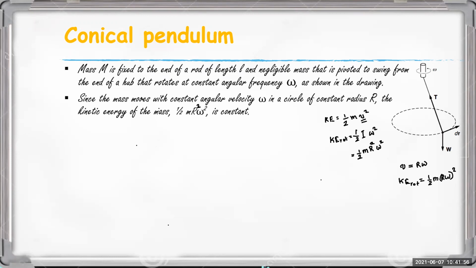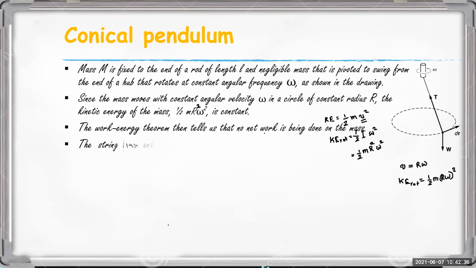Here m is a constant, r is a constant, and omega is a constant. Then the kinetic energy remains constant. When we look at the left-hand side of the work energy theorem, it is the change in kinetic energy. The change in kinetic energy must be equal to 0. The work energy theorem then tells us that no net work is being done on the mass.